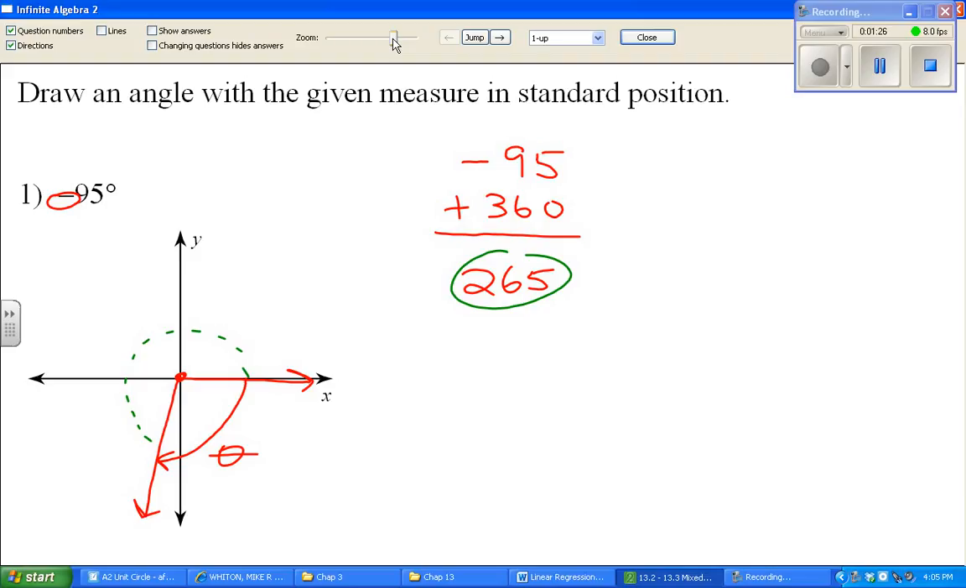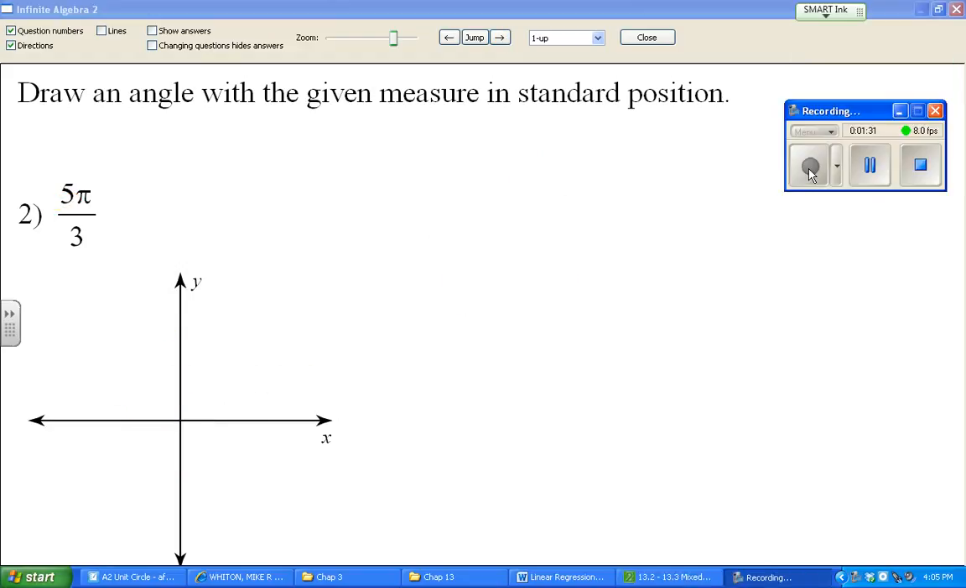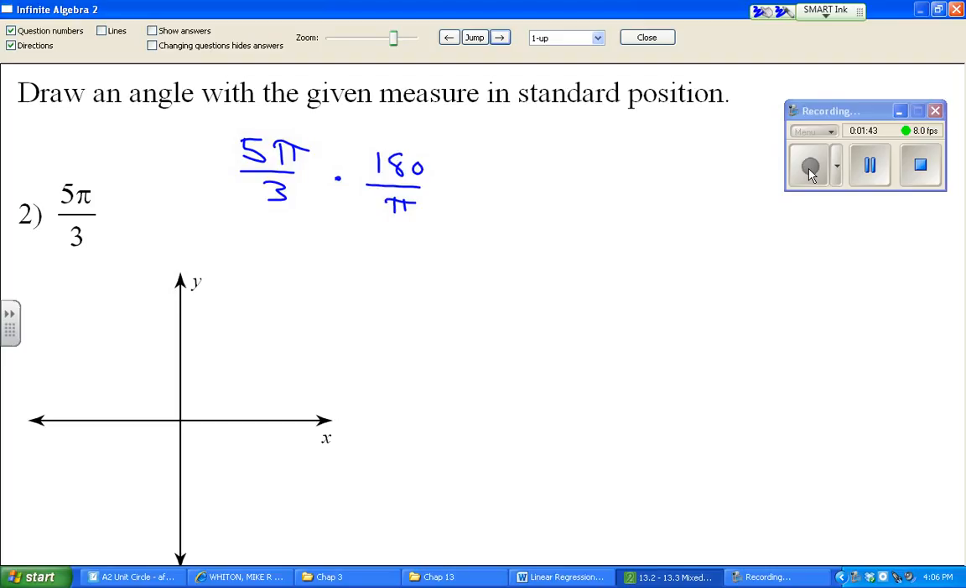Okay, number 2, same deal. They give it to you in radians, so you might want to convert. I know we've been a little more comfortable with degrees, so if you use the conversion factor, the 180 over pi, and do the multiplication, the pi's will cancel out. You get 5 times 180 and divide by 3. Ends up being 300 degrees.